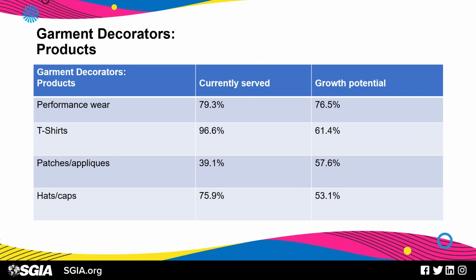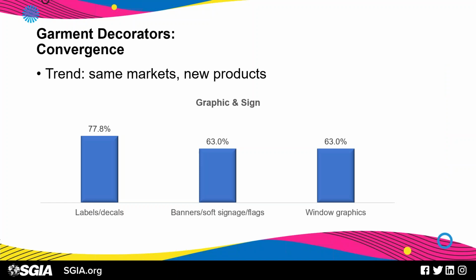What about the growth potential? Although t-shirts are served by almost everybody, you can see that 61.4% still think that there is a growth potential in this market. So the market is huge and the demand is there. Performance wear, of course, more than 3/4 of the companies believe that there is a high growth potential in this market. Patches and appliques for more than half of the companies, and hats and caps as well. So those were the products considered to have the highest growth potential.